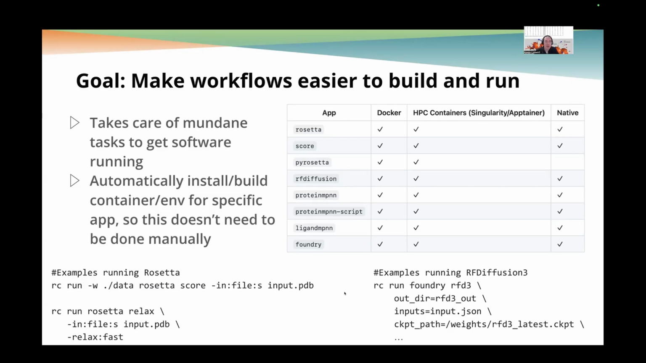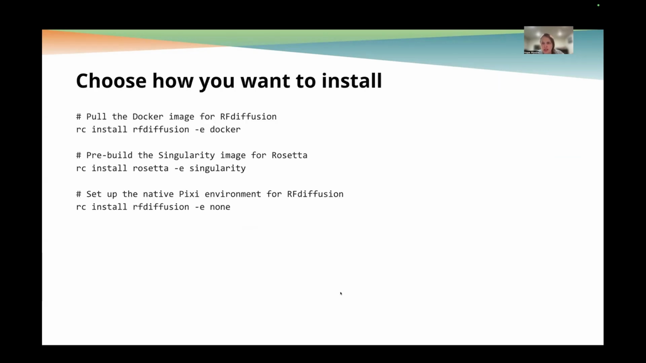Quick question, can you run any Rosetta executable or just score and relax? So which apps are supported? Yes, I believe you can run any Rosetta executable. The Rosetta score is a specific one, but for the rest of them you can run any executable. You can also choose how you want these to be installed. By default, right now, it installs with Docker if you just RC run whatever tool you're trying to use. But you can specify if you'd rather use Singularity or set up with the native environment.